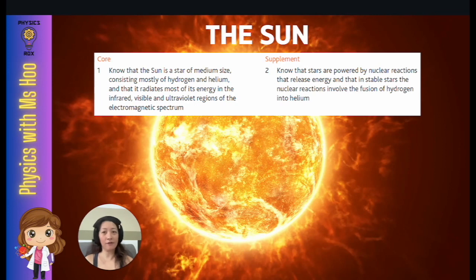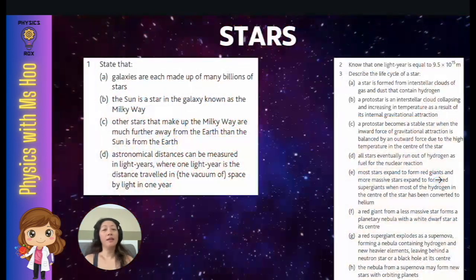This nuclear fusion reaction is what produces the energy of the sun. And as you can see, number 1, most of the energy is radiated in the form of infrared, visible, and ultraviolet regions in the electromagnetic spectrum. Next, you need to know about stars. So in number 1, you need to state the following. And when we say state, it means you just need to be aware that this exists. Do you need to be able to explain them? Not so much, just state.